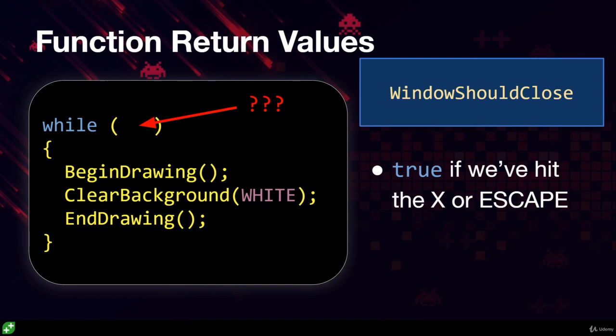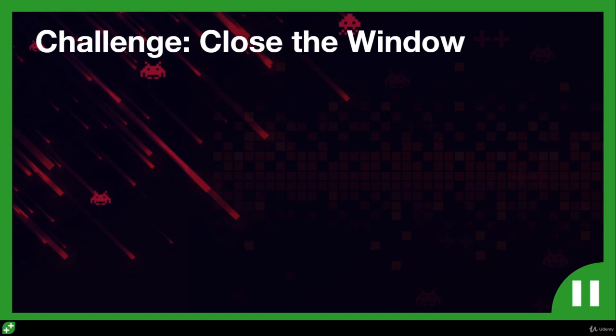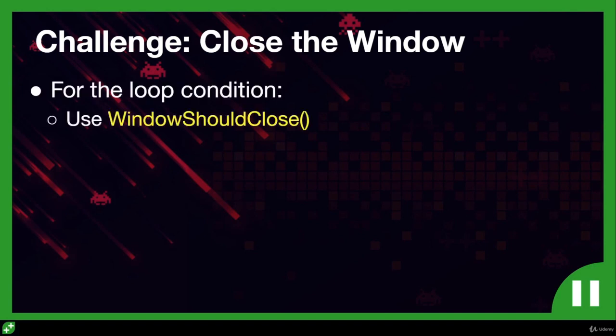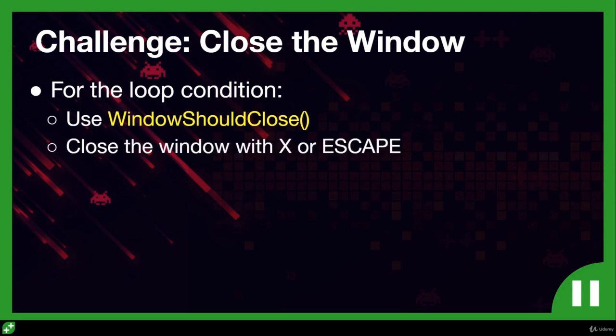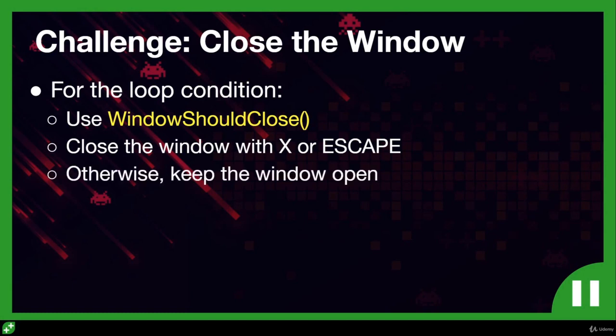In other words, it's true if we should stop showing the window. It's false when we should keep the window open. So here's the challenge. For the loop condition of our while loop, figure out how we're going to use the function windowShouldClose. We want to close the window when we've hit the X or the escape key. windowShouldClose returns true if those have happened. If we haven't hit X or the escape, we want to keep the window open.